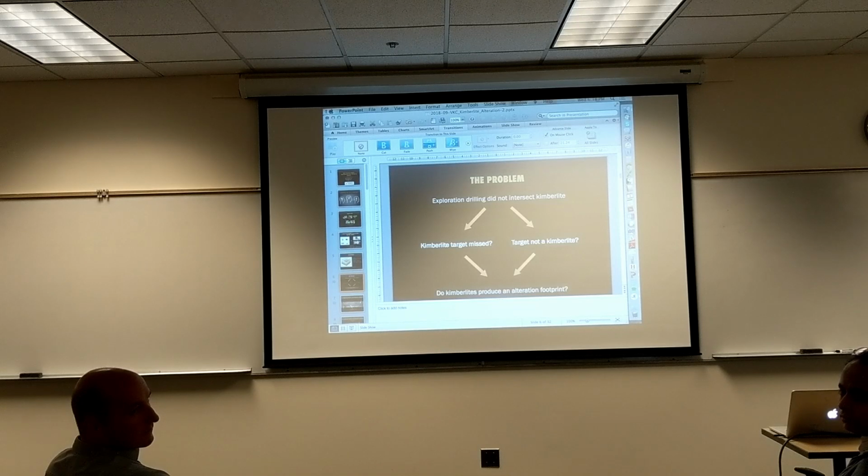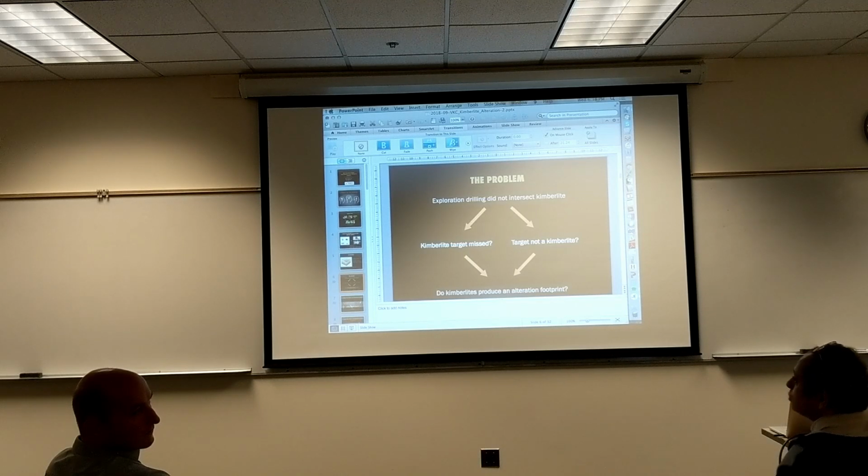You said that the effect was seen on the top side of some of the Kelvin or Kennedy pipes, or kimberlites, I should say, but not on the bottom. Why do you think that? I think in some places you see it on the bottom, in some places you don't.